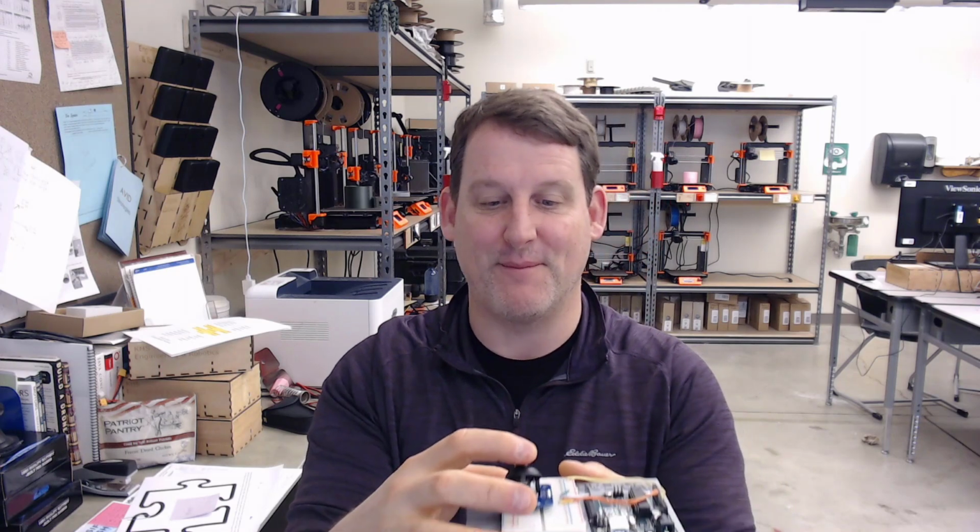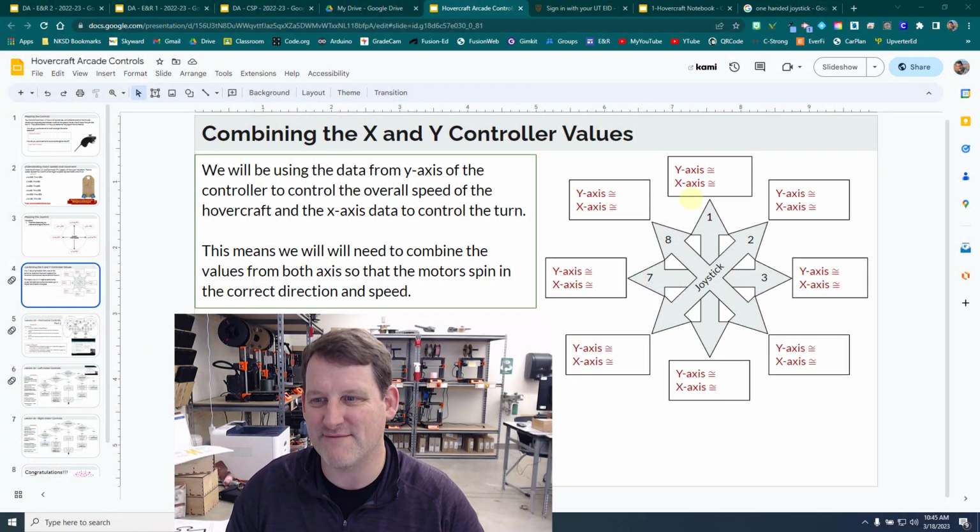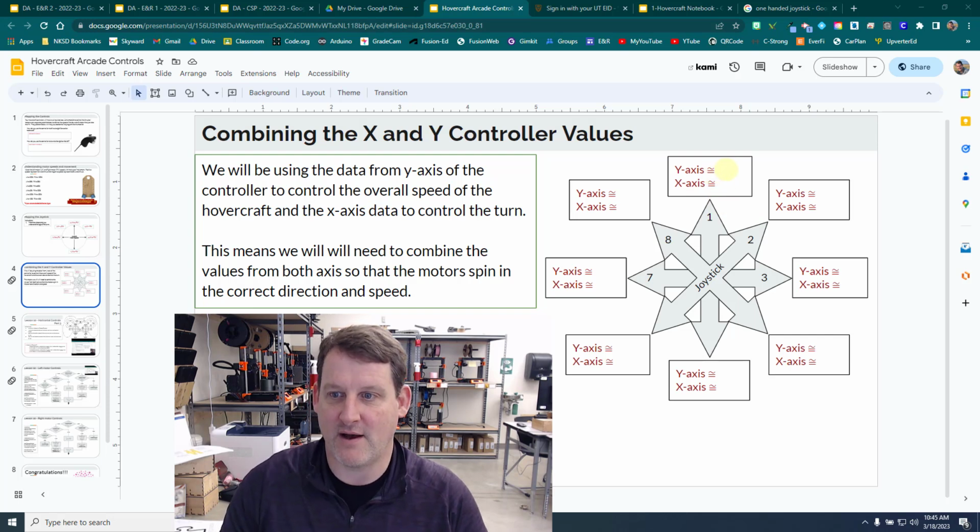And when we pull it backwards, we want it to go backwards faster and faster and faster. And then we're going to use the X value data, so the sideways position of the joystick, to control how much turn. And those two things are independent. You could have fast forward with fast turn, or fast forward slow turn, or slow forward fast turn. Any of those things should work depending on how far left and right you go on the x-axis and how far forward and back you go on the y-axis. All right, so that's going to take a little bit of effort. Before we get there, let's just go through real quick and talk about what these values are on the controller.